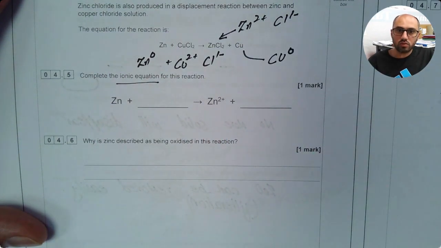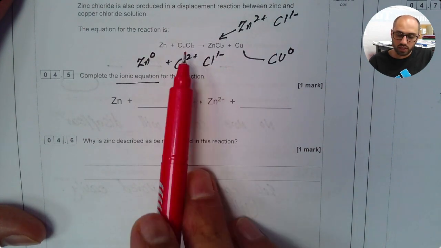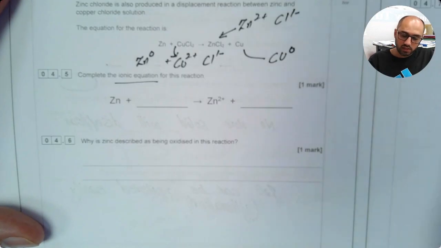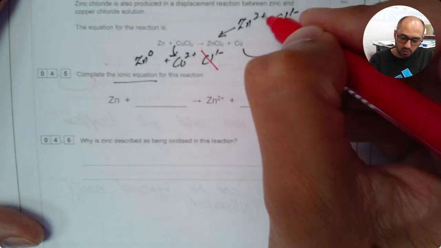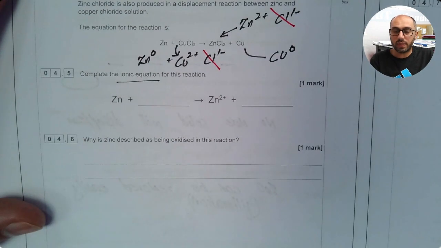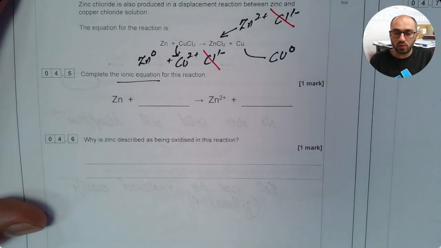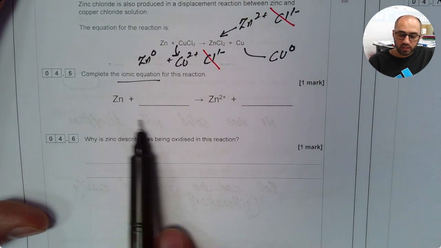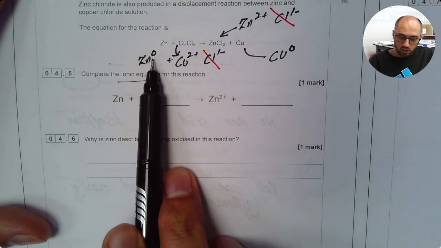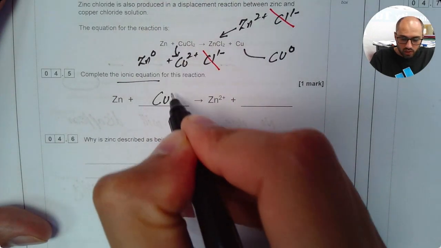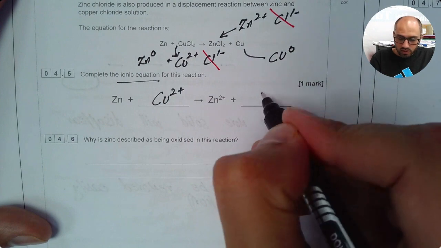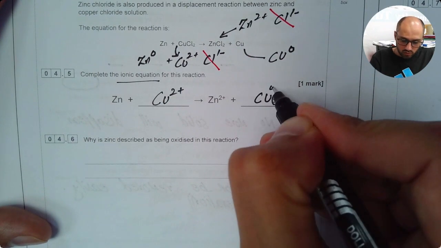Now if I compare the two sides, there is something that has not changed. For example, chlorine was 1 minus on the left side, and chlorine is 1 minus on the right side as well. So I can say this and this will cancel out, and these are called spectator ions. Whatever is left, you just write it down in the form of an equation. Zn has a charge of 0. Copper will be Cu2+. Zinc is now 2+ on the right side, and copper will be just solid with 0.